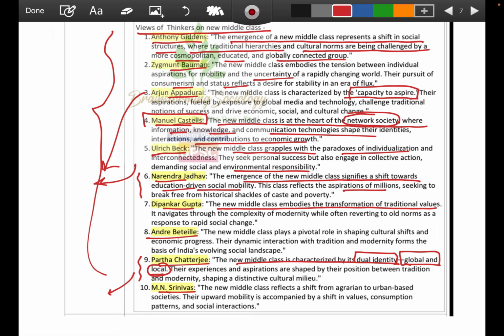M.N. Srinivas has also talked about how the new middle class reflects a shift from agrarian to urban-based societies. Their upward mobility is accompanied by a shift in values, consumption patterns, and social interactions. Here you can talk about any urban-based society where you want to show the shift in consumption patterns, and you can show it through M.N. Srinivas. So link points always with a good sociological heading, and have arguments in and around it generated with sociological keywords, one example, and in brackets one thinker. For any 10-marker question, you can use 3 to 4 thinkers if you know the core concepts of these thinkers, by revising repetitively with these 2 pages of notes.